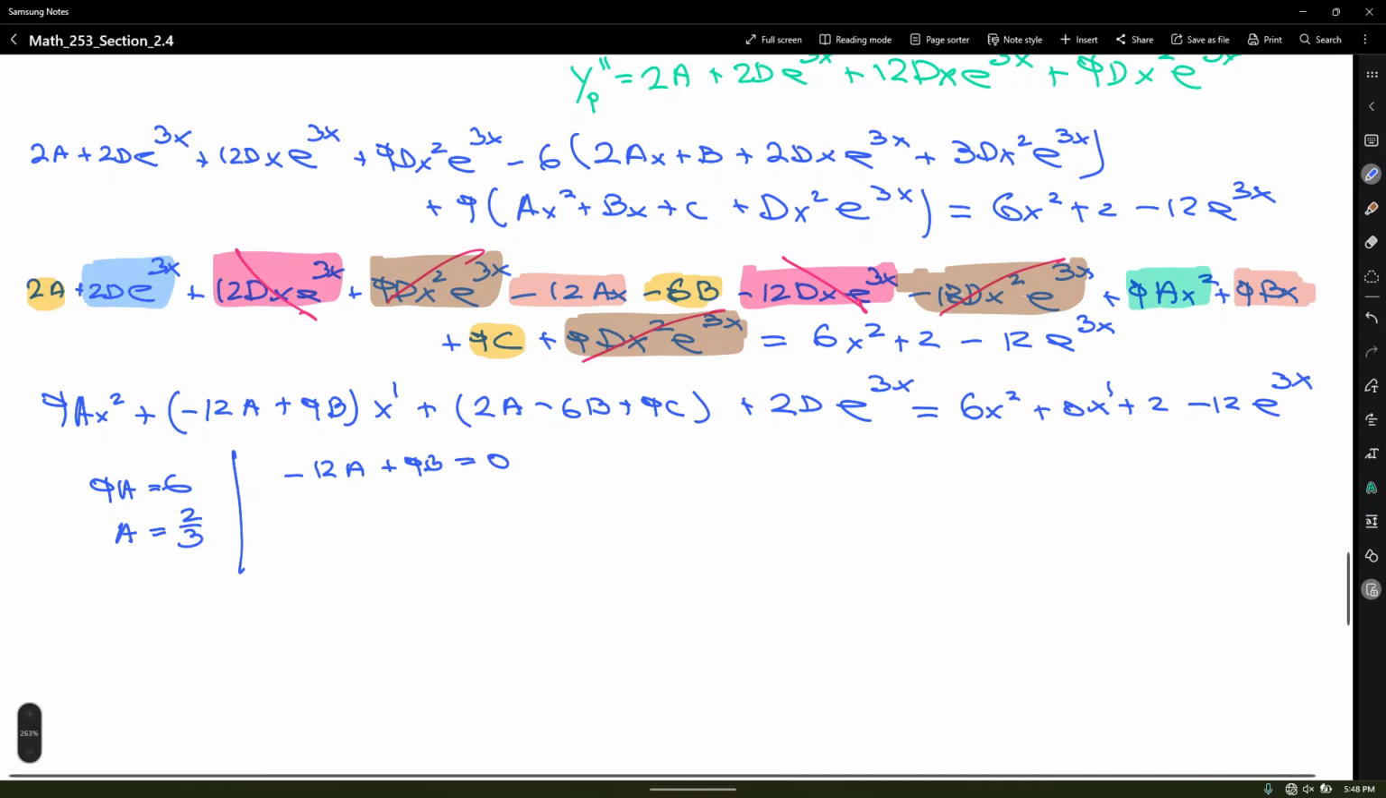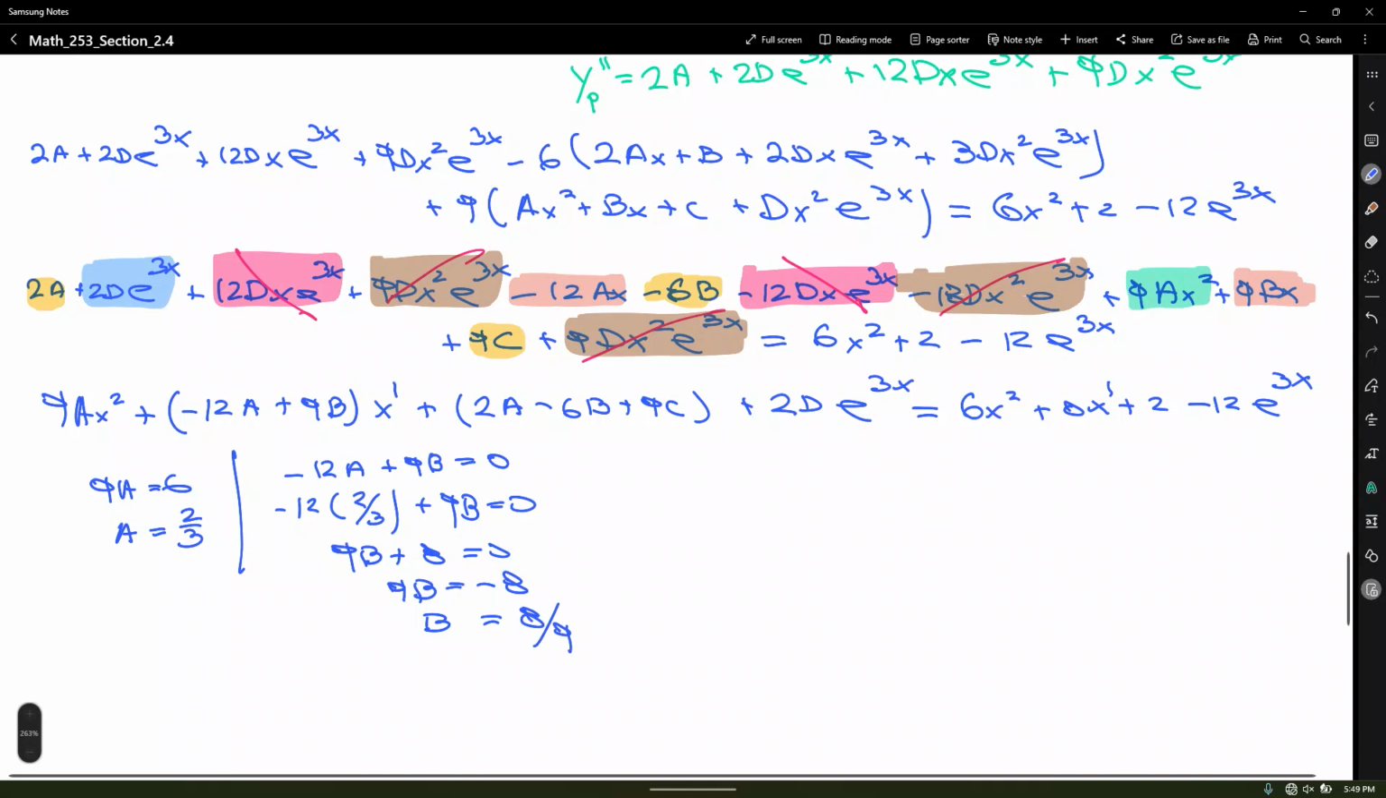Well, that's one equation, two unknowns. However, we already know the value for a. Negative 12 times 2/3 plus 9b equals 0. So 12 over 3 is 4, 4 times 2 is 8, but negative 8, so that's 9b plus 8 equals 0. 9b equals negative 8, and b equals negative 8 over 9. All right?